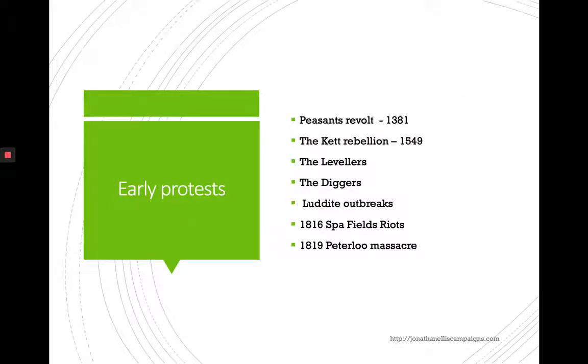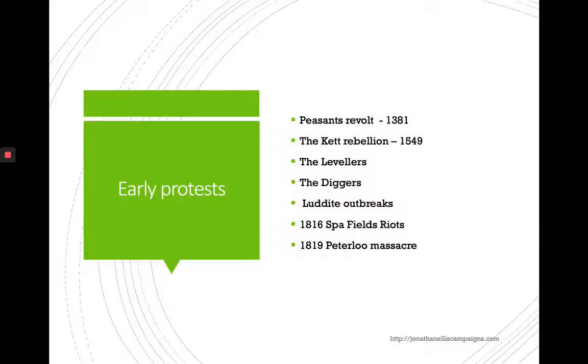And in terms of early protests, I think it's important just to note some of the early protests throughout the history of the UK. In 1381, there was the Peasants' Revolt, where people rose up against what was seen to be the unfair poll tax. In 1549, the Kett Rebellion, which was protests against the enforced enclosure of land. My own favourite, the Levellers. What a great name, the Levellers, who basically wanted to level the whole of society to the same level.